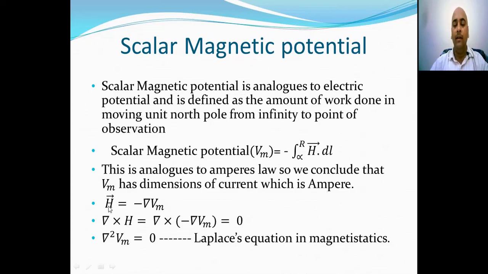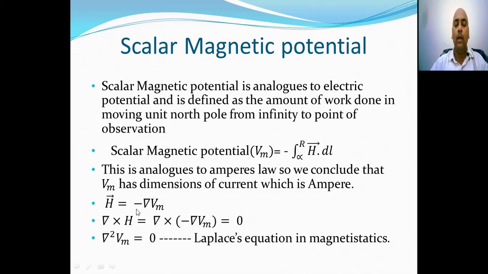As in electrical circuits where E was minus del of V, where V is electric potential, in a similar way from the equation described above, we can find that magnetic field intensity H is equal to minus del of Vm, where H is magnetic field intensity and Vm is magnetic potential, which is scalar.